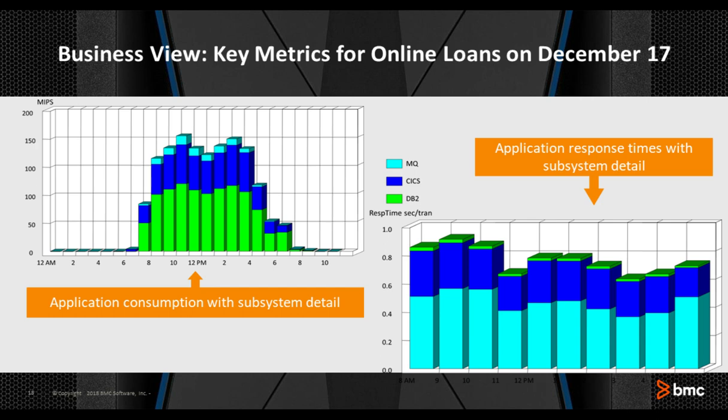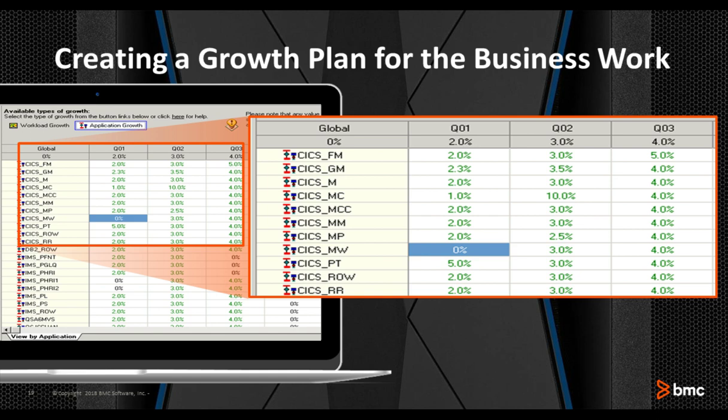Well, except in this case, their big delay wasn't with DB2 at all. It was with MQ. Having that view of the business application and the technology under it lets us relate to the business owners and lets us couch the plan in business terms.